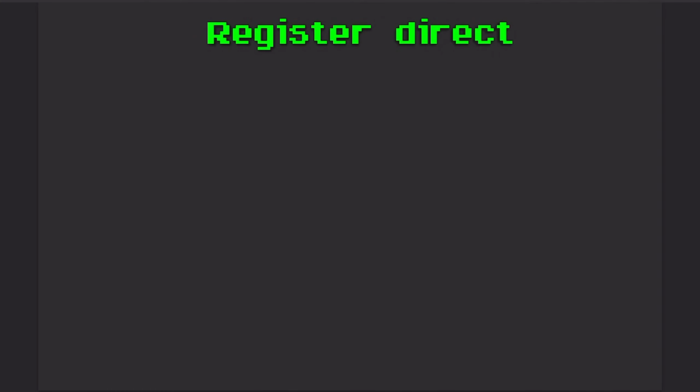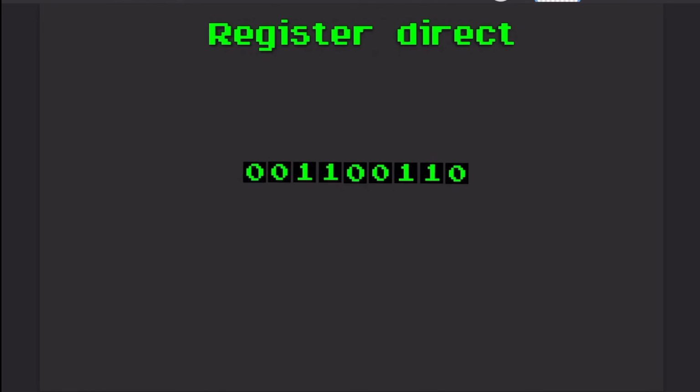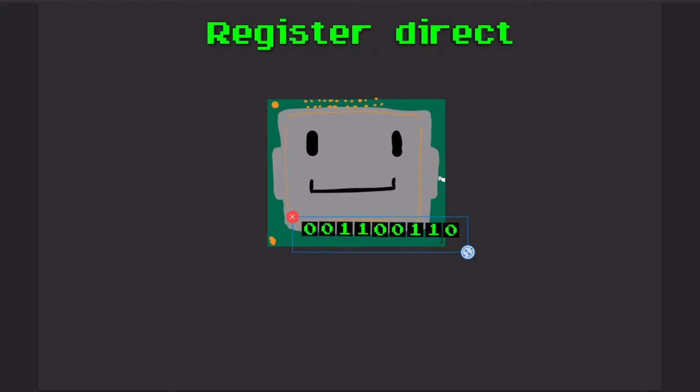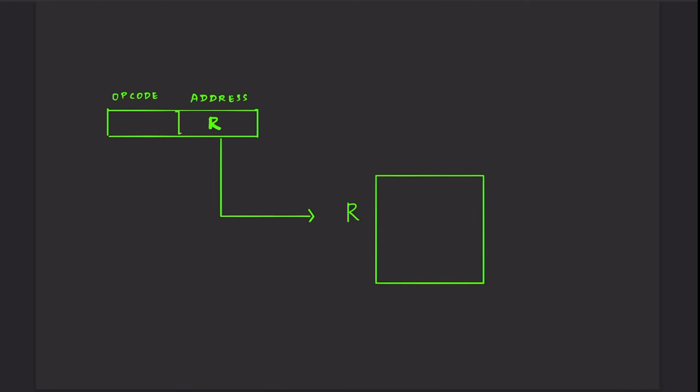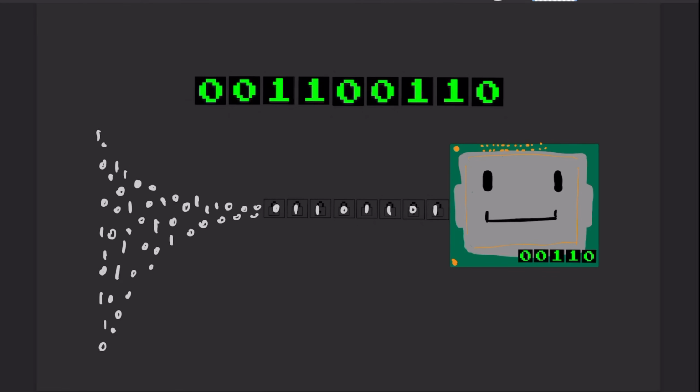Register direct mode. In this mode, the data of the operand is stored in the register, that is, within the CPU. For example, add R1, R2. The address field of the instruction refers to a CPU register that contains the operand. To get the operand, there is no memory access involved.